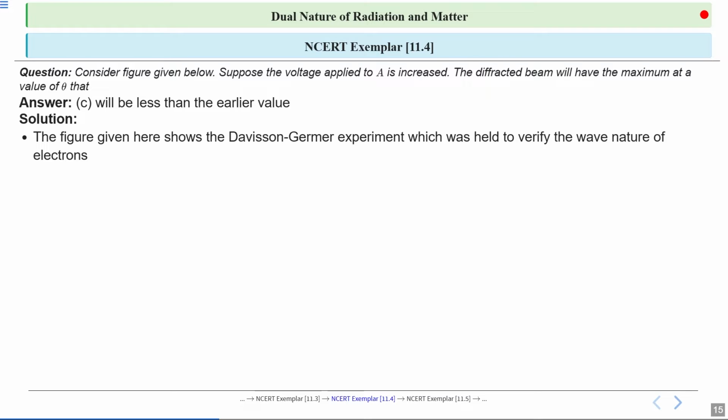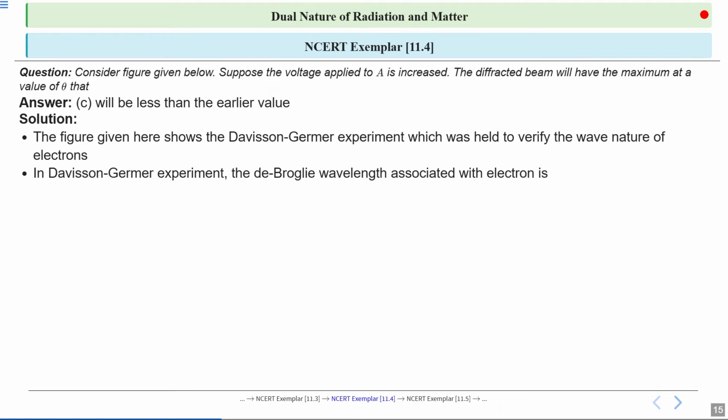The figure given here shows the Davisson-Germer experiment, which was held to verify the wave nature of electrons. This experiment was designed to show that electrons, which we usually think of as particles, can also behave like waves. So let's focus on the de Broglie wavelength. According to de Broglie, every moving particle like an electron has a wavelength associated with it. This wavelength depends on the particle's momentum, and for electrons accelerated by a voltage, we can calculate it using a specific formula.